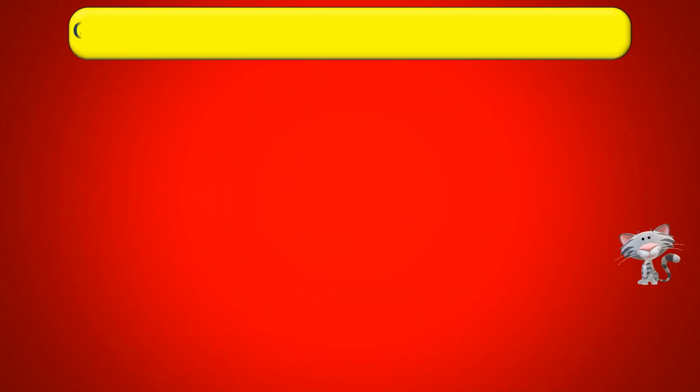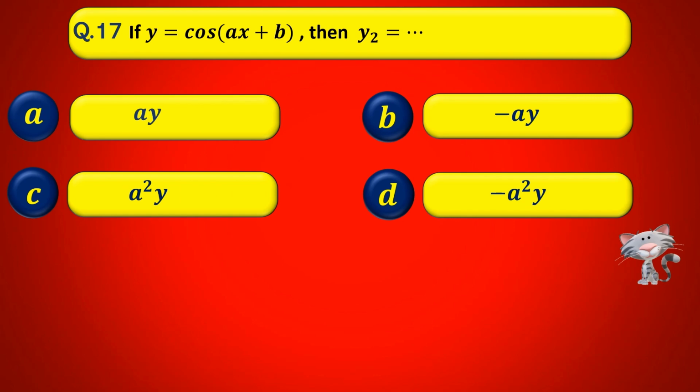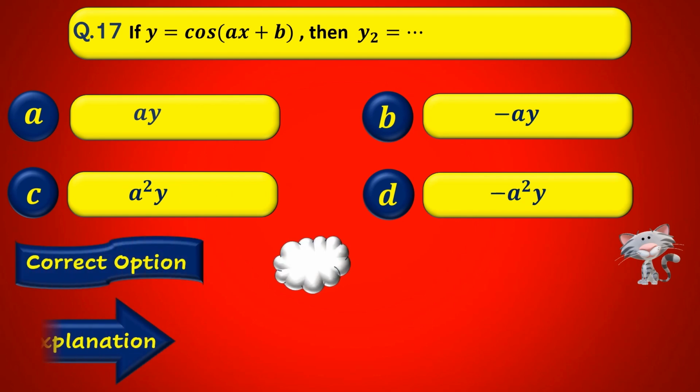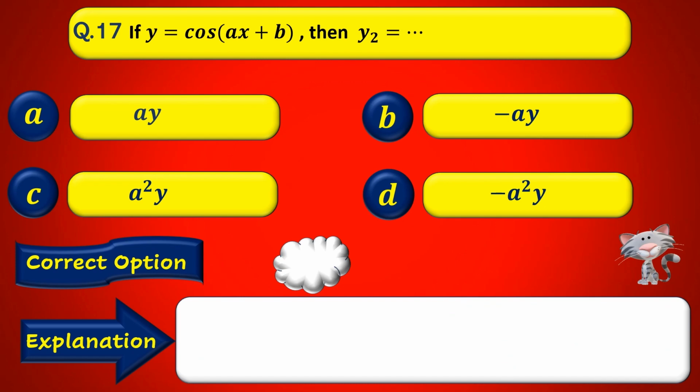Question number 17. If y is equal to cos of ax plus b, then y2, that is the second derivative, is, and the options are. But what is the correct option? Let's explain. Here, y is equal to cos of ax plus b. The first derivative y1 of cos of ax plus b is minus sine of ax plus b into the derivative of the inner function ax plus b. So it becomes minus sine of ax plus b into a.